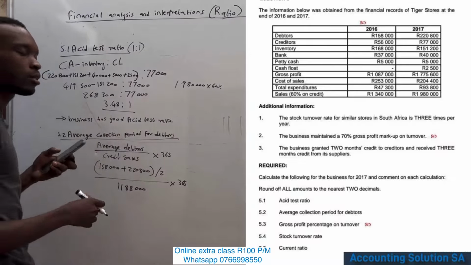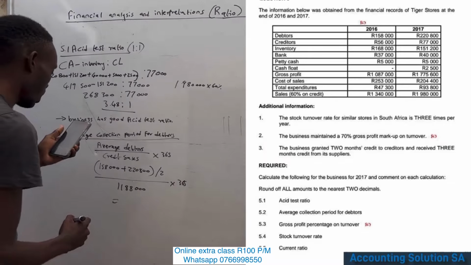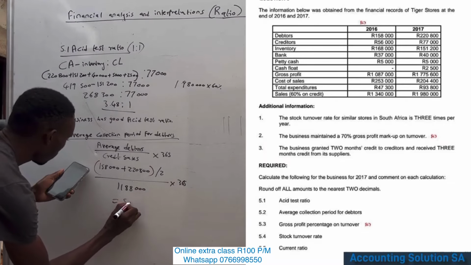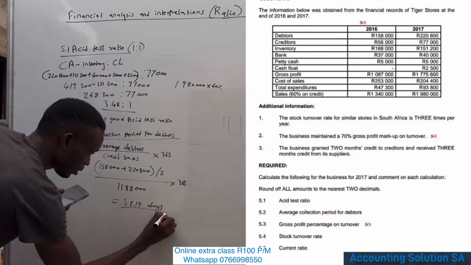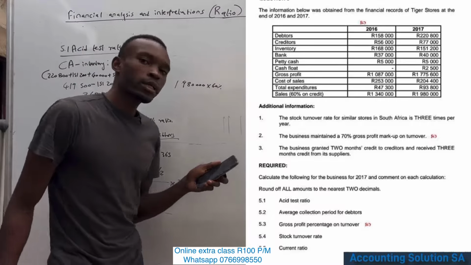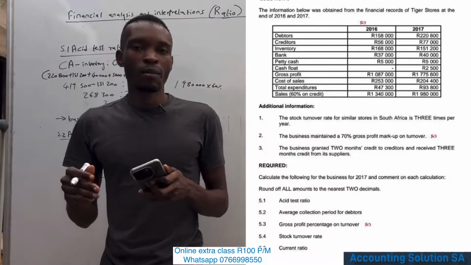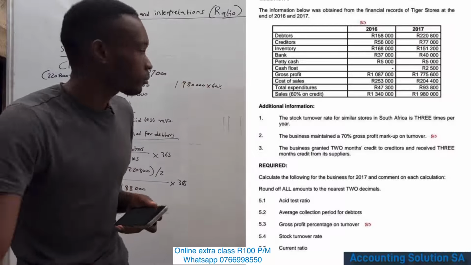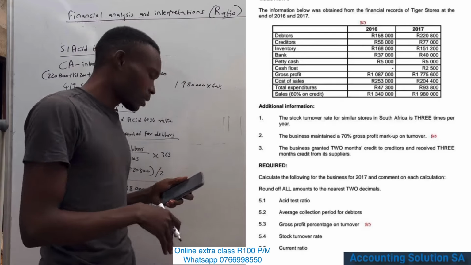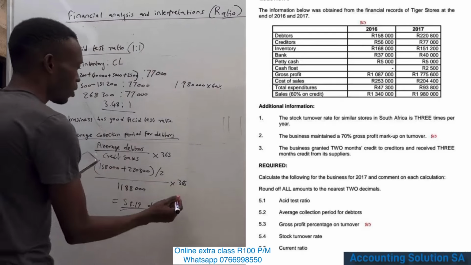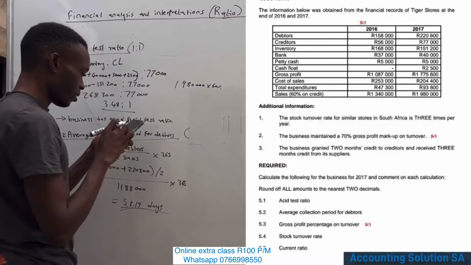Then you can punch into your calculator so that you can get a correct result. So it will give you 58.19. This is days. In other words, we take 58 days to collect money from our debtors. So is it good or bad? In one business it is good, in another business it is bad. But in this case, we can just assume a norm, because they didn't specify in the information.